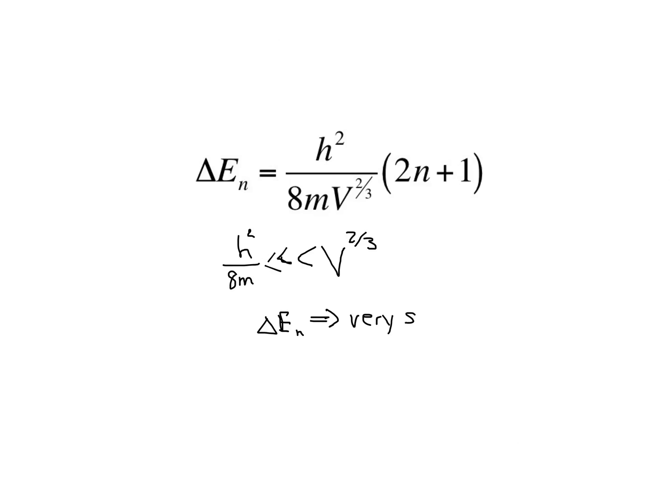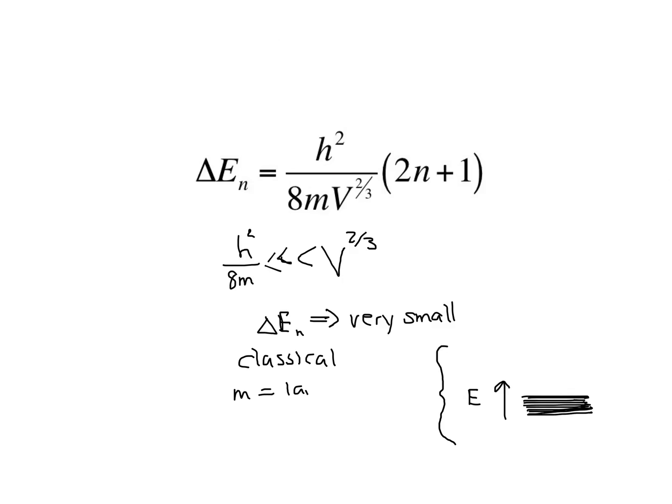When we have very small differences between energy levels, our energy level diagram essentially looks like a continuous set of energies. This is simply the classical limit in which the particle can take on any energy it wants. And so we go to the classical limit as the size of our particle gets large and as the size of our container gets large.